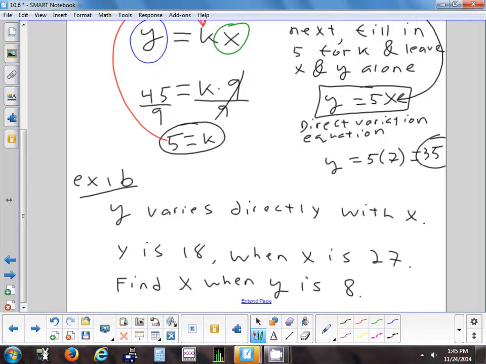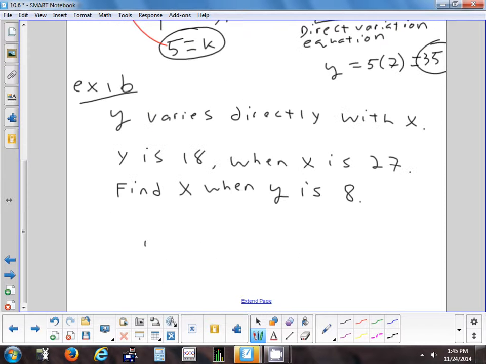It says y varies directly with x. Guys, 1B is not on your sheet, it's on the board. You don't have to copy it, just watch. What's my first step? What do I need before I can even start this problem? I need the formula. Good. What's the formula? y equals kx.